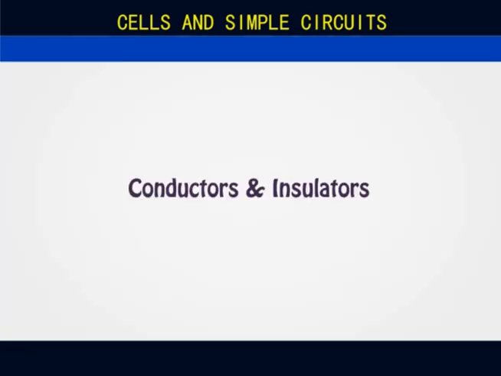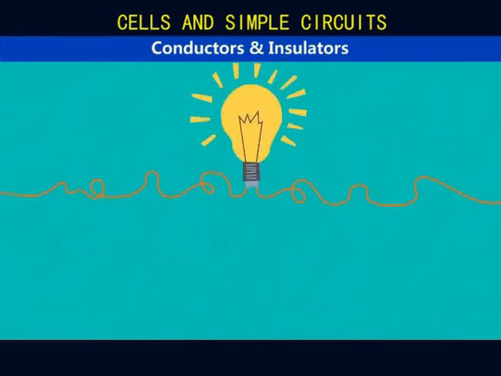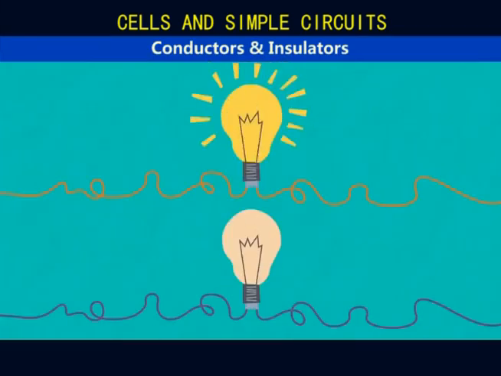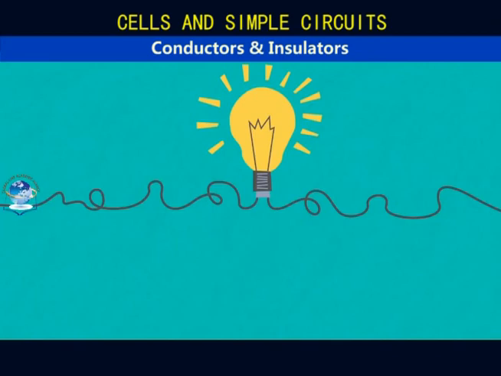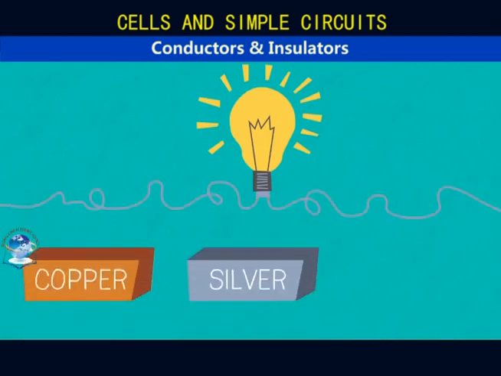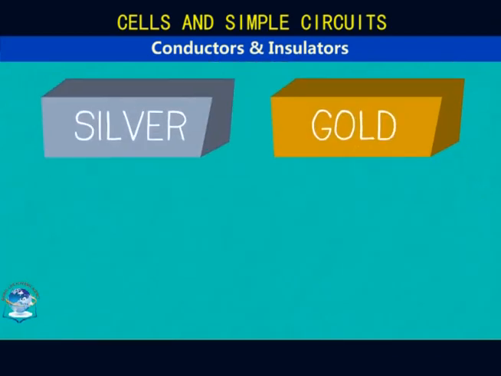Next, we talk about conductors and insulators. It is common experience that some materials do and others do not conduct electricity, hence the terms conductors and non-conductors. Metals are good conductors, for example copper, silver and gold. These two are not often used because they are very expensive.